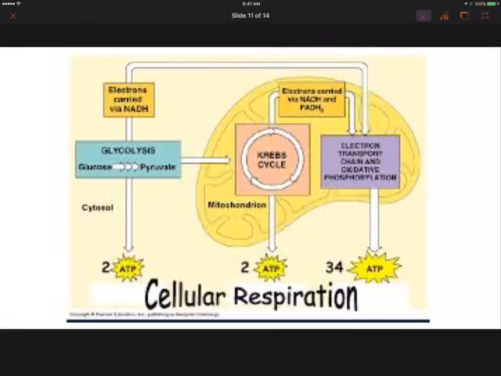Now I know that was really complicated. If you're having trouble understanding it, just pause it, rewind it. You could read about it online, each separate part of cellular respiration. But here's a quick review of it.